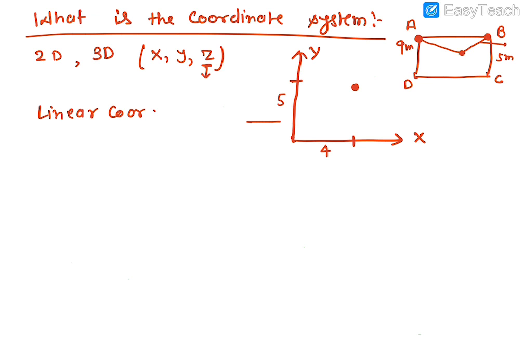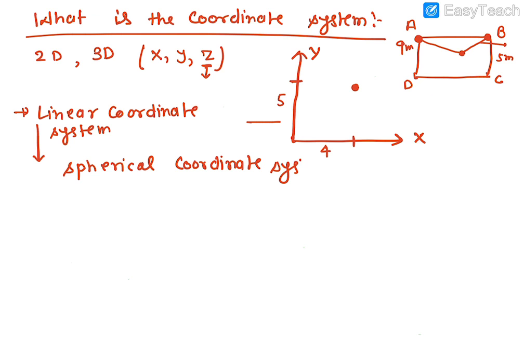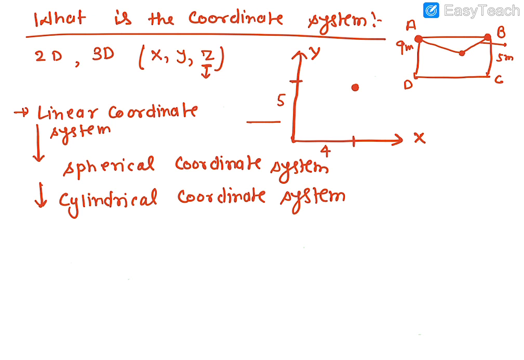Okay, linear coordinate system. There are two other coordinate systems on the basis of the symmetrical things available on the earth. Mathematicians derived from the linear the spherical coordinate system as well as the cylindrical coordinate system.